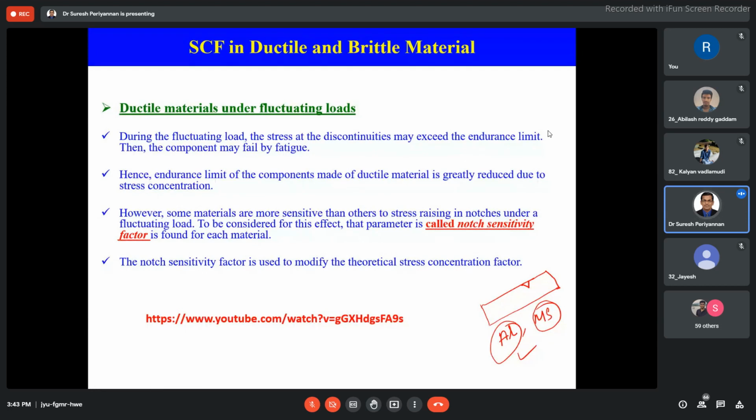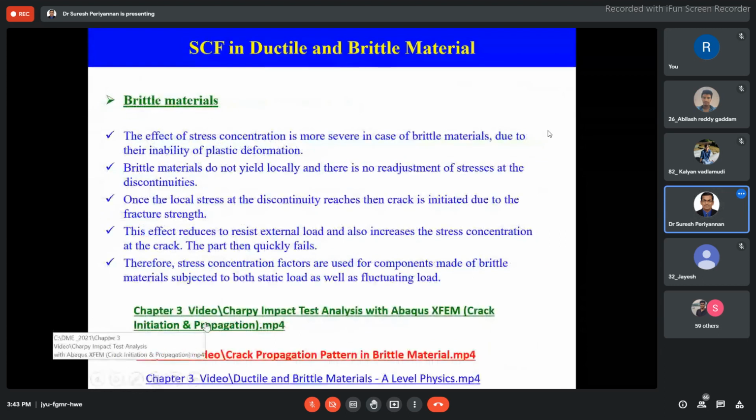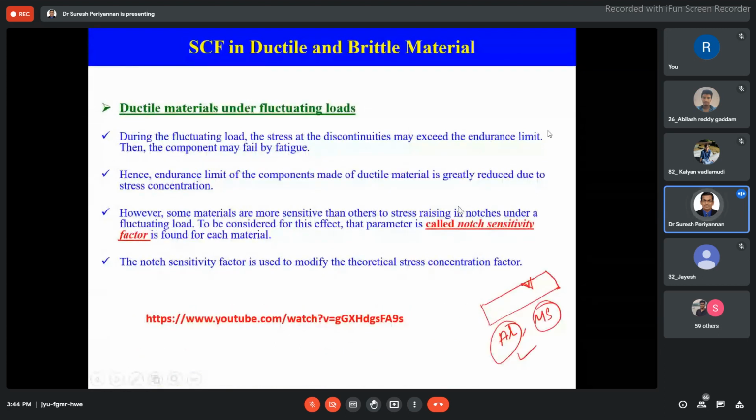So the material also has to be considered, and based on the notch sensitivity factor, we can modify the theoretical stress concentration factor. How it can be modified, we are going to study in the upcoming chapter. Okay, now I will show you some video here. I think next page. Okay.